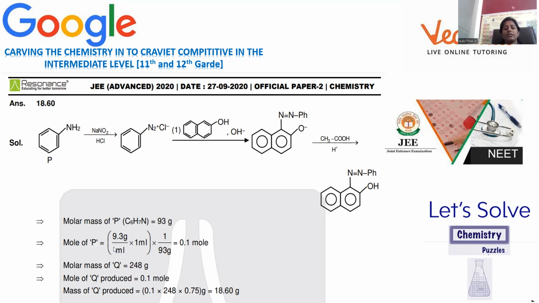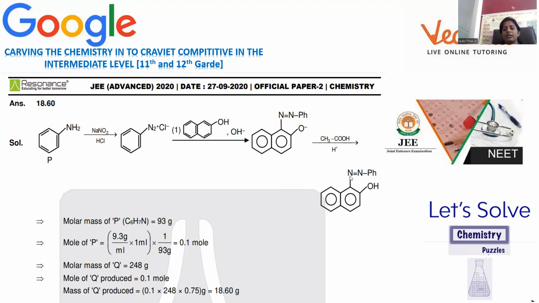Okay. So moles is equal to weight by gram molecular weight. 9.3 by 93 grams, so it will become 0.1 moles. 0.1 moles of aniline you got. So the extent of P reacted, the extent of Q generated. Q means the end product, the final product you are preparing here. The number of moles is calculated as 0.1 only, because however many moles you react, that many moles of product will be generated.